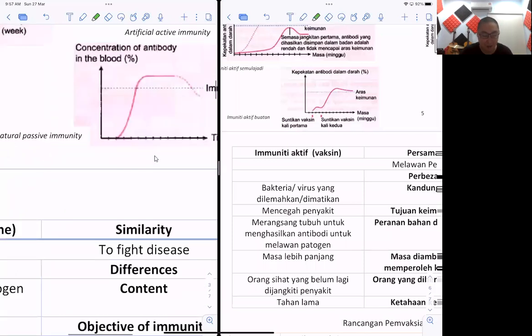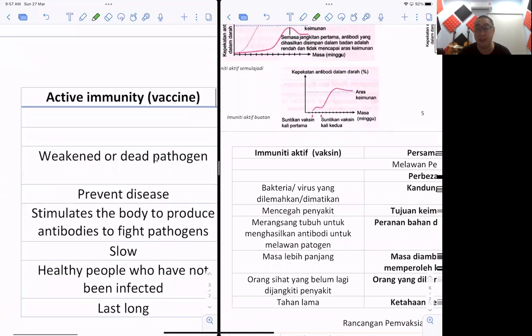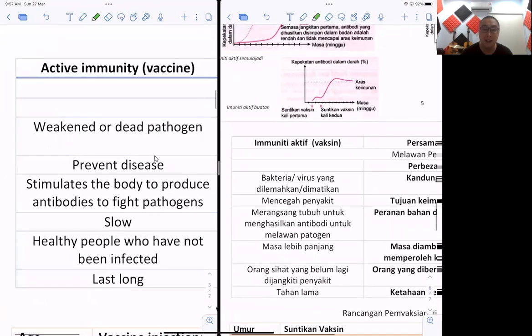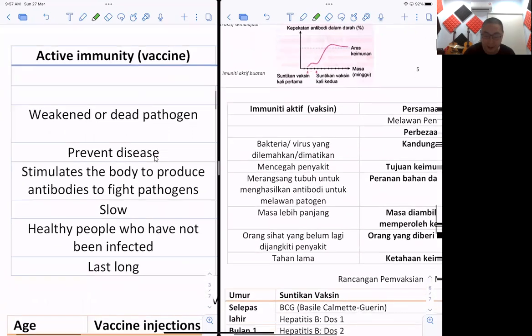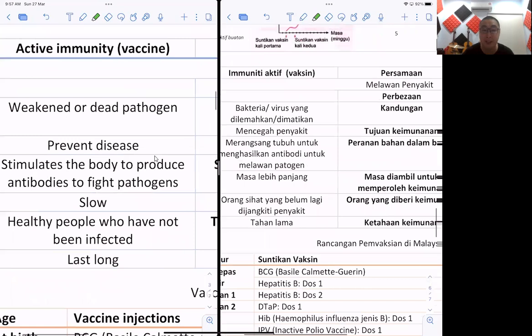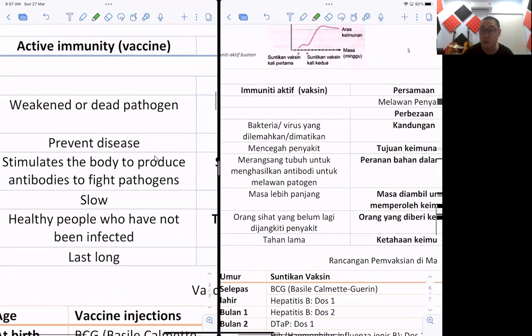This is the power of active immunity. It prevents diseases. Now, let's jump to the time taken for you to become strong. It's slow, a longer time. However, the moment you get that power, it lasts really, really long. This is the power of active immunity. Got it?